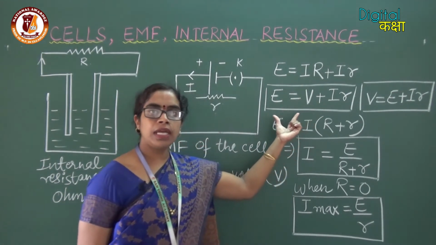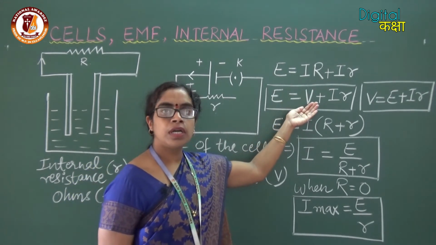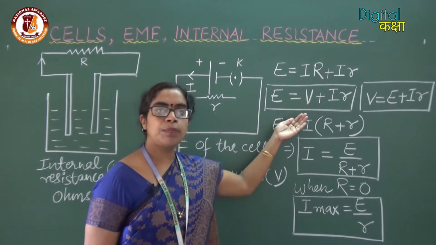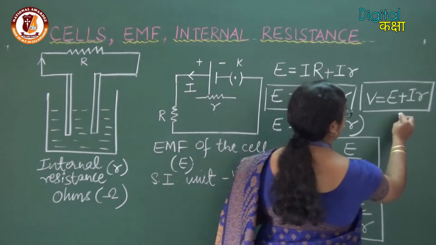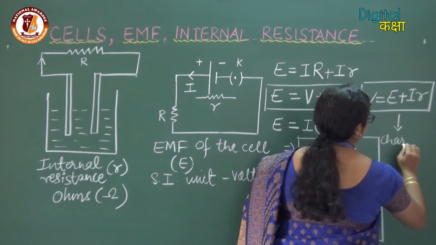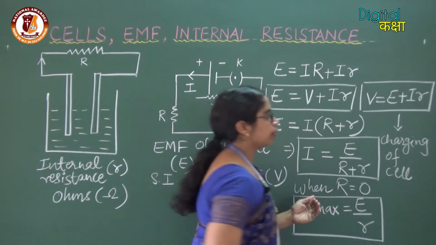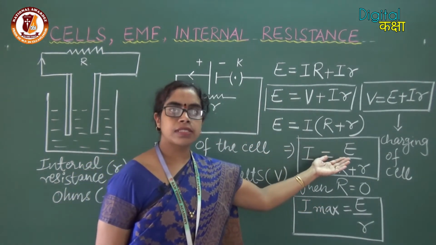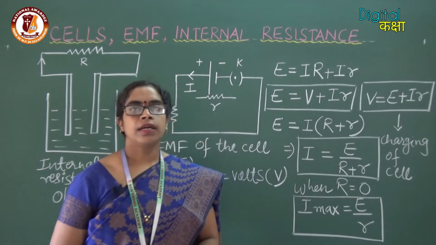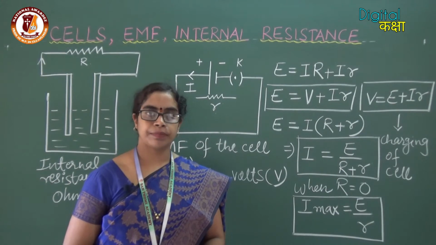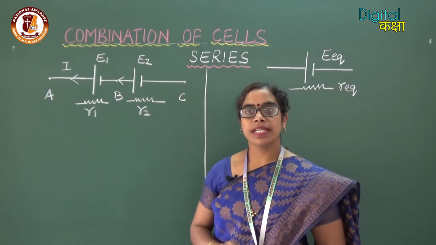In discharging, certainly capital E, the EMF of the cell, will be greater than the terminal potential difference of the cell. And this other formula is applicable at the time of charging of the cell, and in that case the terminal potential difference V will be greater than the EMF of the cell. Now let us discuss the topic combination of cells.